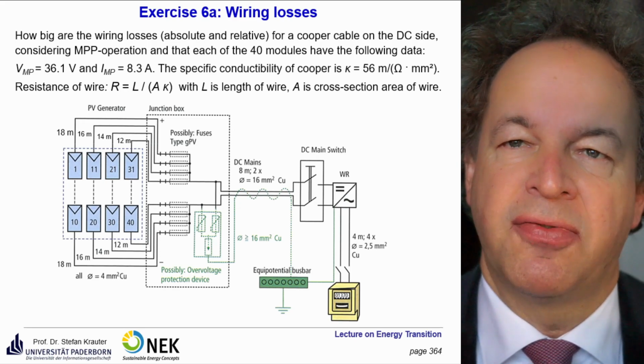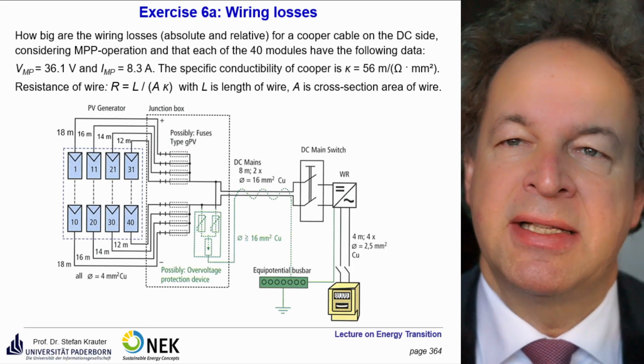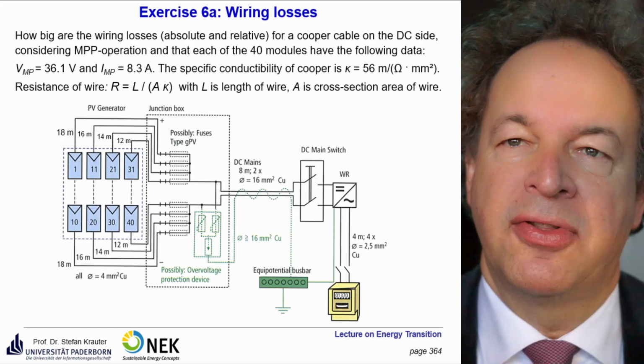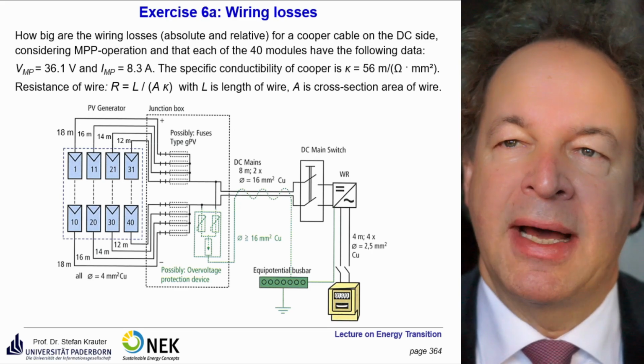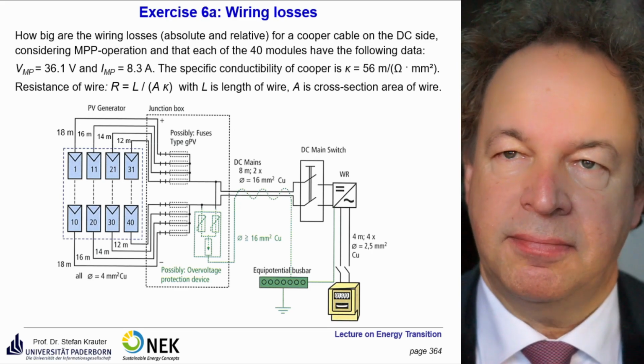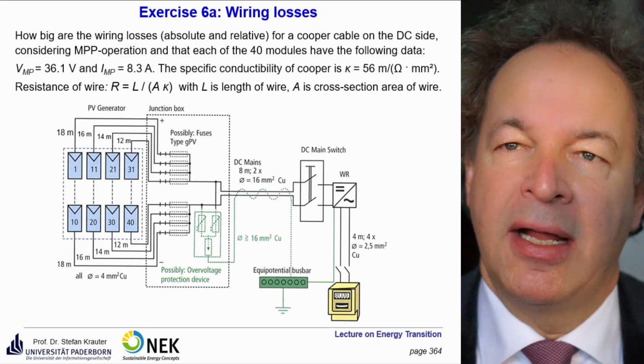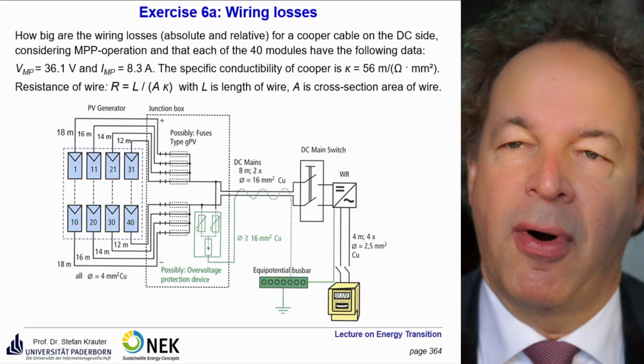The resistance of the wire is defined as R equals big L divided by A, so that's the cross-section area of the wire, multiplied by kappa, not K, the kappa, the specific conductivity, while big L is the length of the wire.